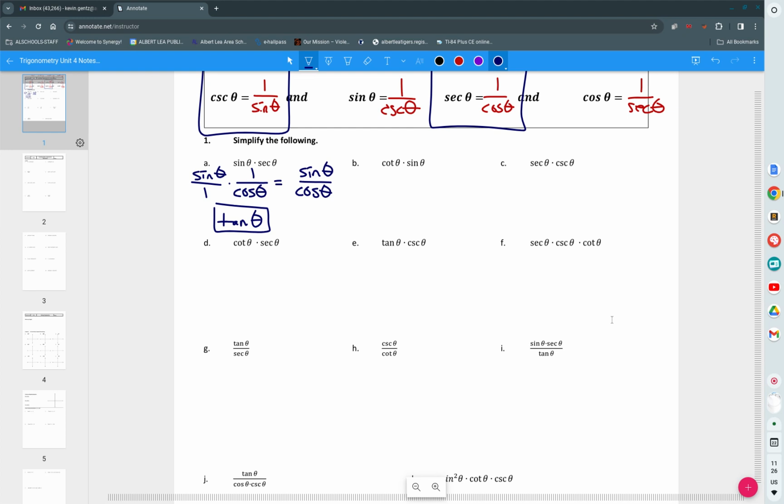I saw a TikTok and it was like knowing sine over cosine is what I'm gonna be on spring break. Yep. Tan. There, now you get the joke.